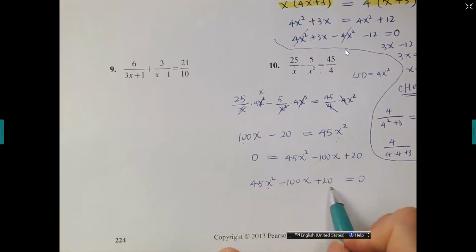Then go back to this one. To solve a quadratic equation, what do we do? We want to factor the left side. When we look at the left side, what do we see? A trinomial, and the leading coefficient is not 1.